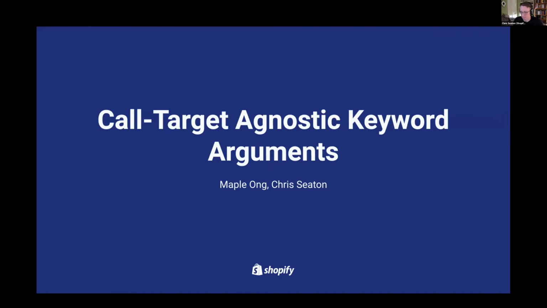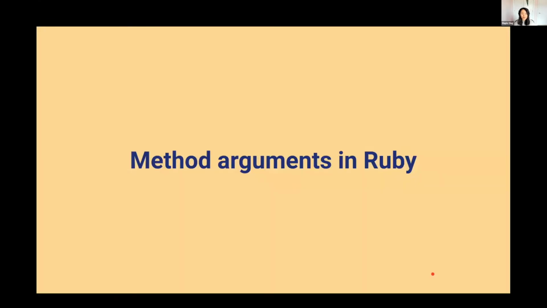So today we'll be presenting the call target agnostic implementation of method arguments. We'll be using the Ruby programming language as an example, but the proposed implementation may be applicable to other dynamic languages that have variable-sized method arguments list. So just to start off, a brief introduction to the types of method arguments in Ruby.